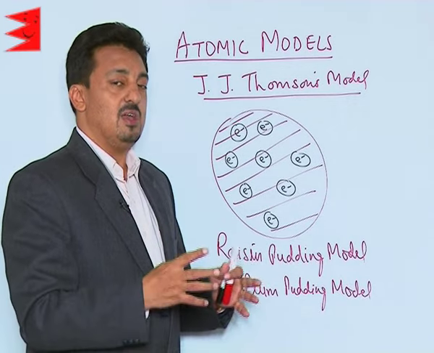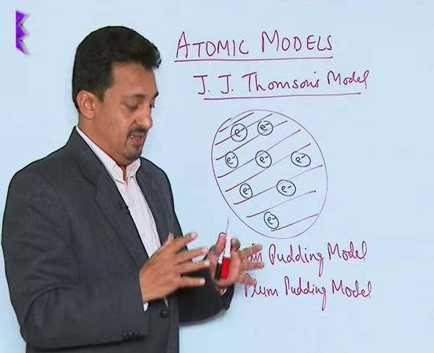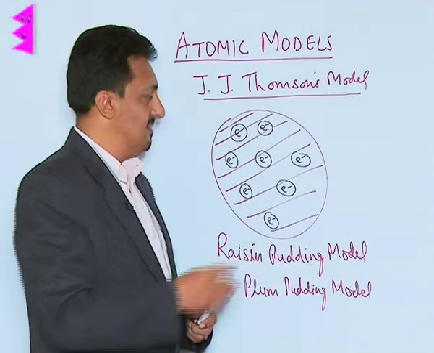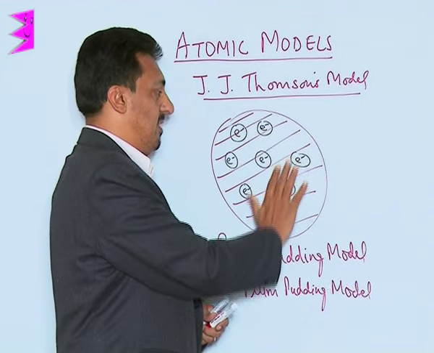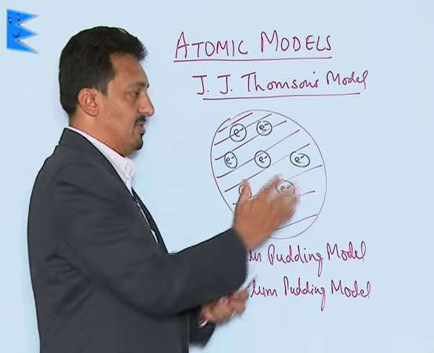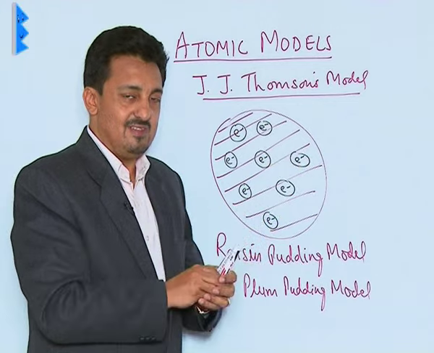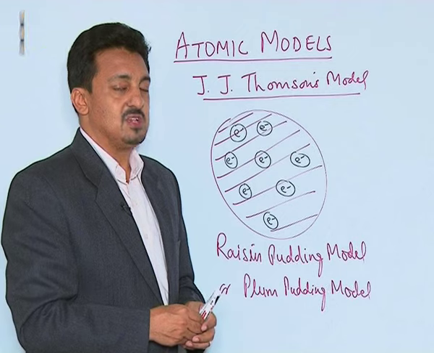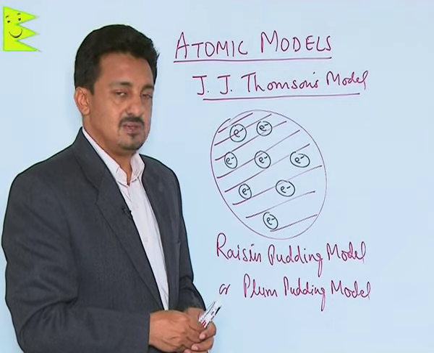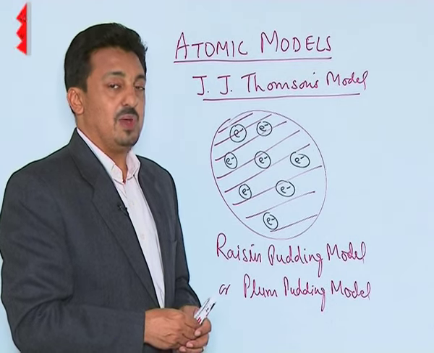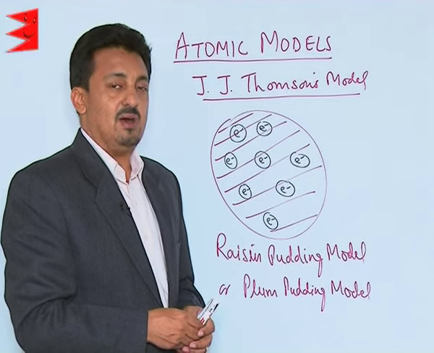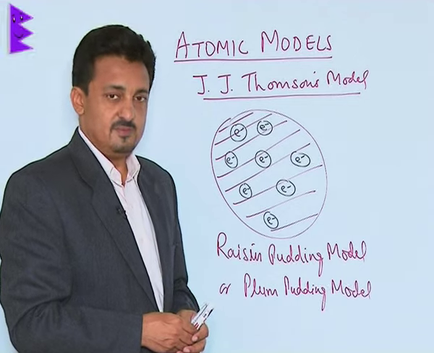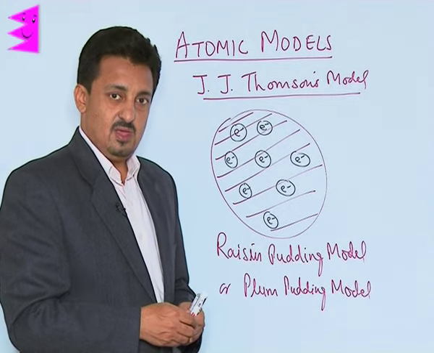Now this model was able to explain the electrical neutrality of the atom, because the positive charge is distributed and is neutralized by the negatively charged electrons. But this model was very soon rejected because it was not able to explain the alpha particle scattering experiment which was done by Rutherford and his students.